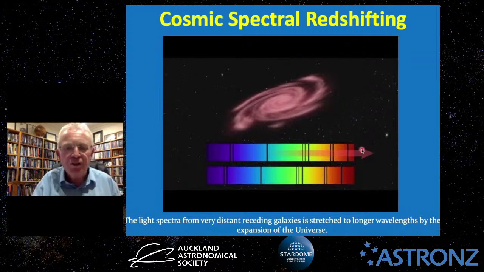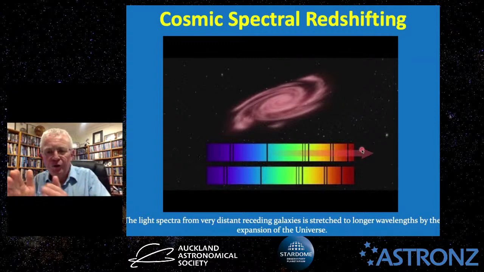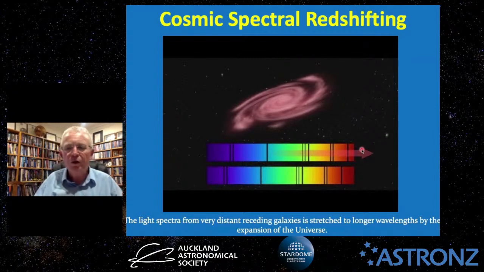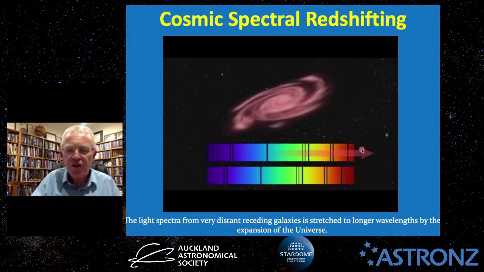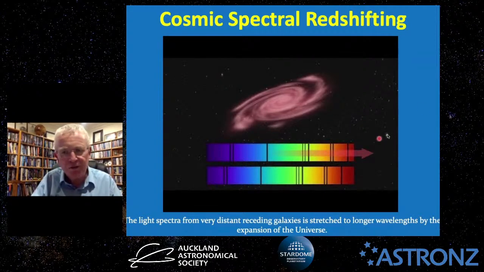So it's called redshifting. So all the spectral lines get shifted over towards the longer wavelengths of the reds in the colour spectrum. And that is due to the expansion of the universe. It's called cosmic spectral redshifting. You might go, well, that's interesting, isn't it? Thanks for telling me that. But how do you get the distance from that?